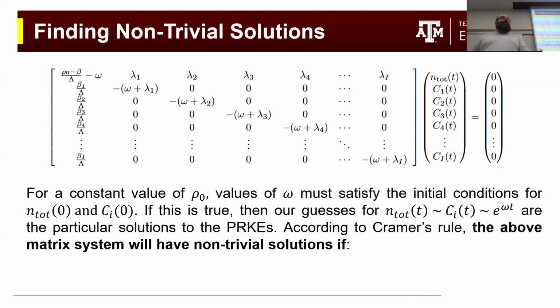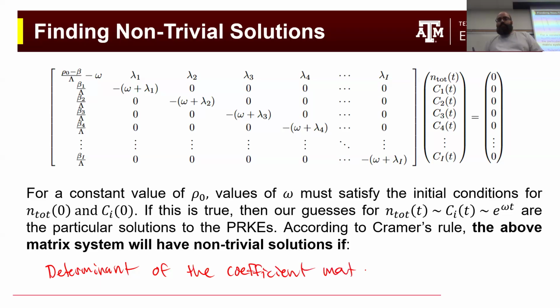And ultimately, we want to find non-trivial solutions to this system. From our fond happy times in linear algebra, we know that if we take the determinant of this coefficient matrix and set it equal to zero, that is what will force this system to have non-trivial solutions. So it's going to have non-trivial solutions if the determinant of the coefficient matrix is equal to zero.